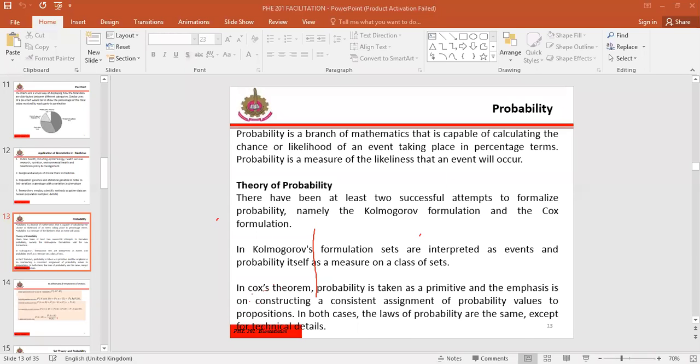Now, that one says that probability is taken as a primitive, and the emphasis is on constructing a consistent assignment of probability values to propositions. In both cases, the laws of probability are the same, except for technical details. So it depends on your own area of technicality that will determine the formulation or the theory that you go with in the two. But it is proven that the two will definitely lead to the same results.